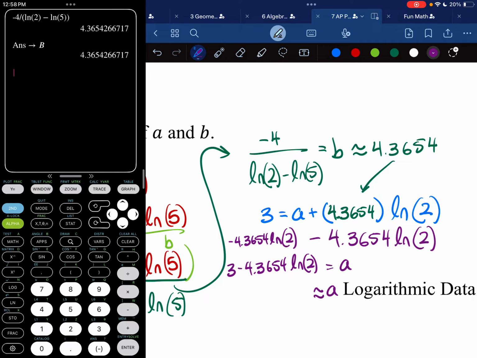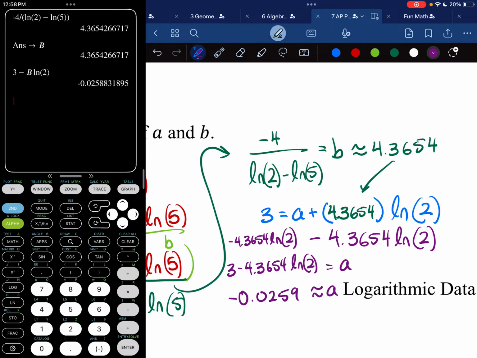We can say that A is approximately, wavy equal sign, that was a terrible wavy equal sign, approximately. And then I'm going to type in my calculator 3 minus, and now to recall that value, I'm going to hit alpha apps again. So 3 minus B, and then you don't have to hit times, you can just type in natural log of 2. And you get, we'll write this down to 4 decimal places, negative 0.259.